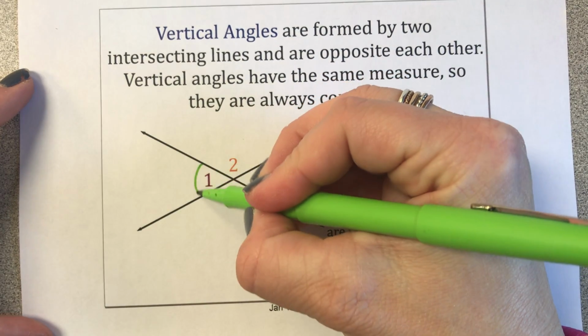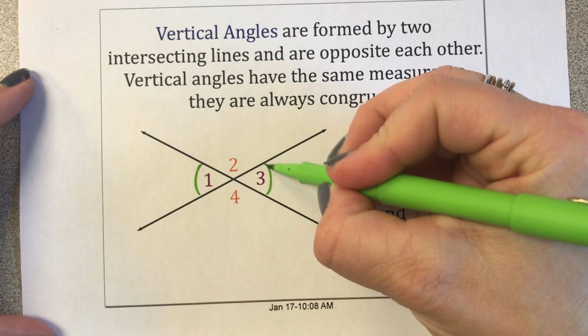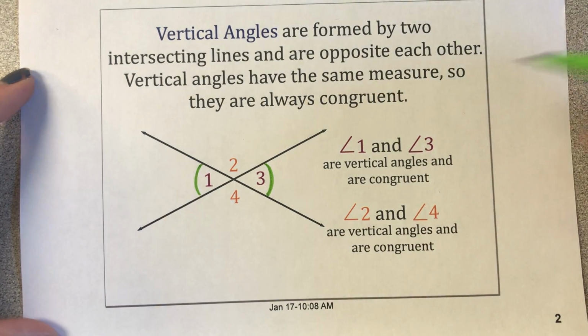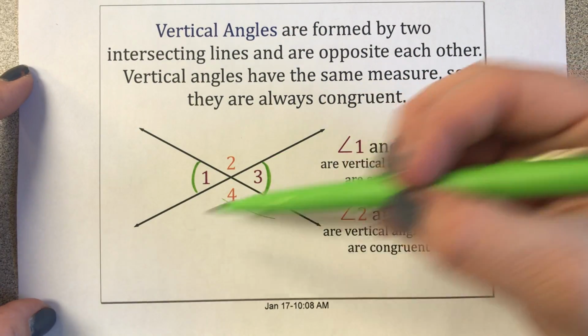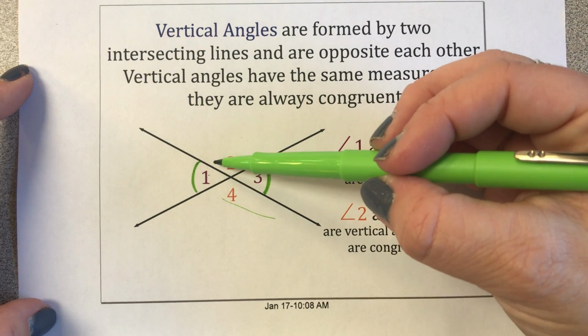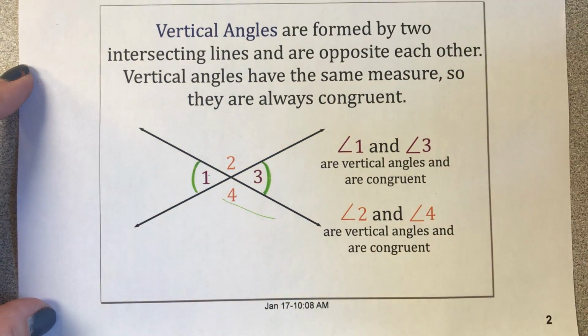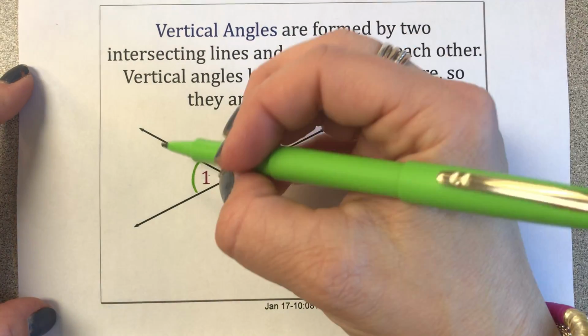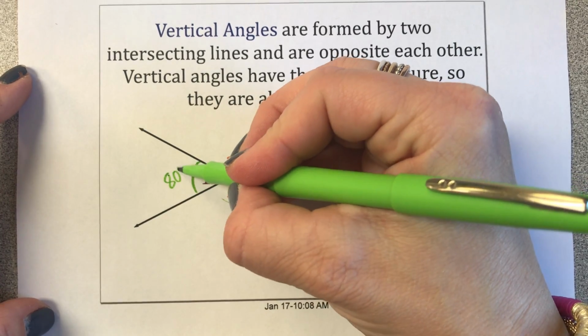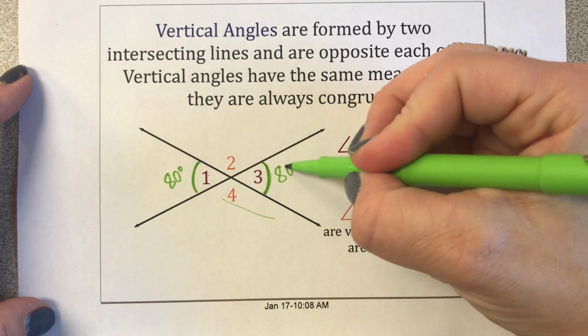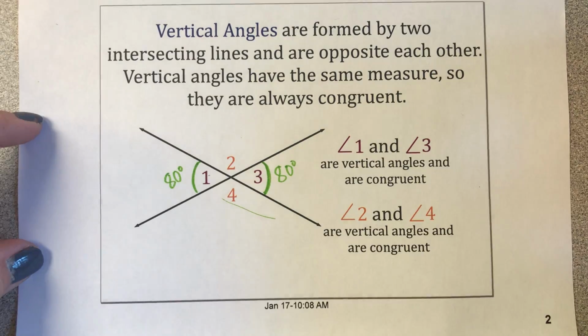So angle 1 and angle 3 would be vertical. Okay, they're facing each other. When these two lines intersect, they are exactly opposite. And then angle 2 and angle 4. So if I were to tell you that this angle was 80 degrees, then angle 3 would also have to be 80. They're like mirror images of each other.